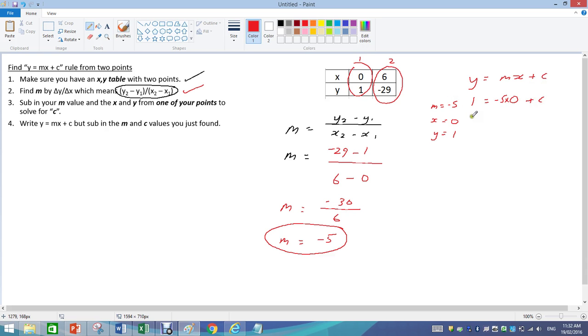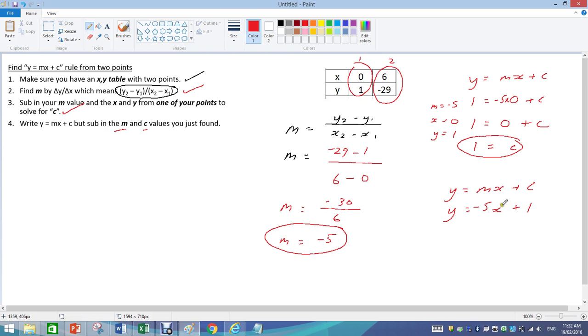Let's simplify the sides. The left side is still 1. Negative 5 times 0, well that's 0 because anything times 0 is 0, plus c. Okay, so 1 just equals 0 plus c, so we don't need to show zeros, so 1 just equals c. So now we've finished. We've found m and c. Now we write y equals mx plus c, but sub in the m and c values. So y equals m was negative 5, x plus c was 1.